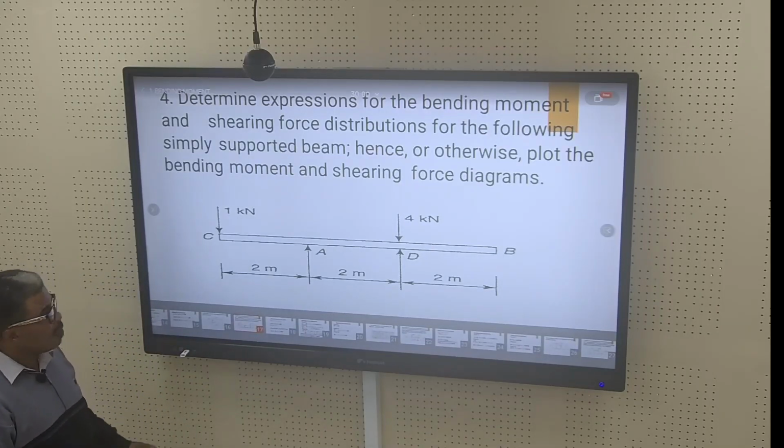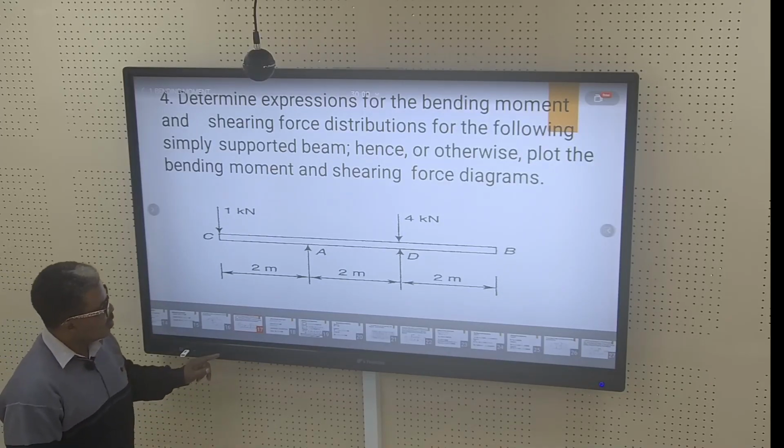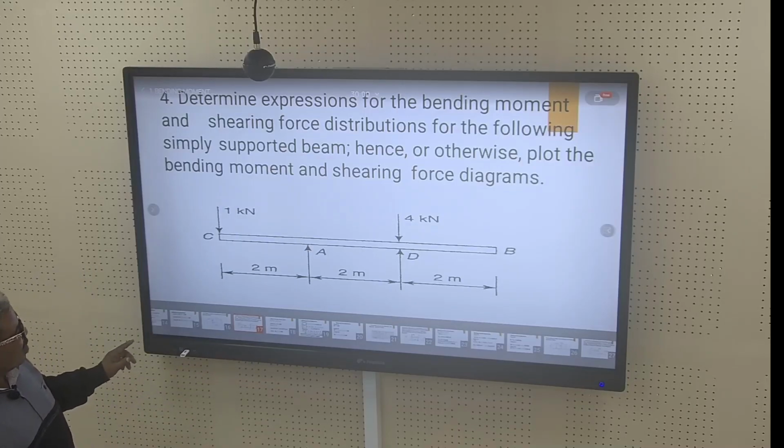Example 4. Determine the expression for the bending moment and the shearing force distributions for the following simply supported beam. Yet we are dealing with the simply supported beam, but the only difference here is the position for the load. Total length is 6 meters. So we have got A, B, C, D.